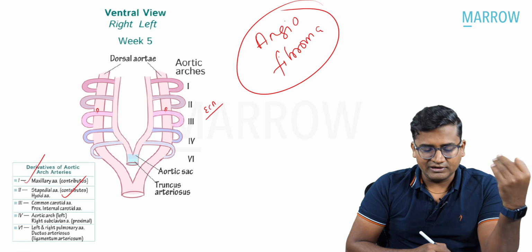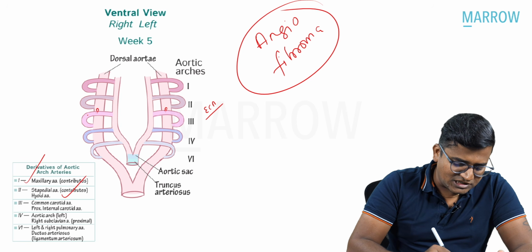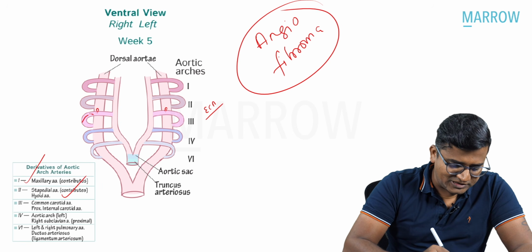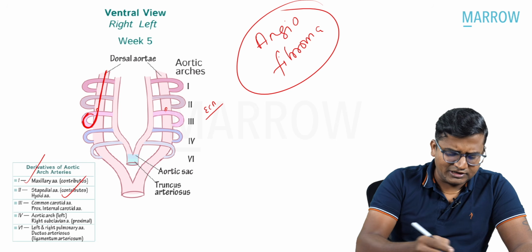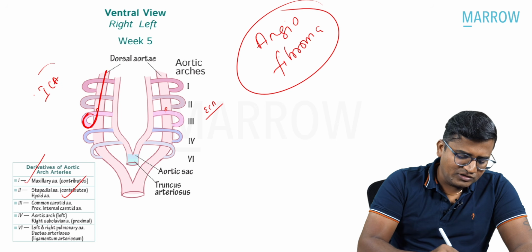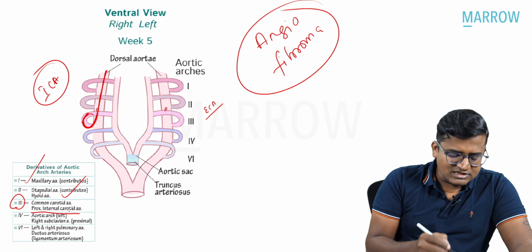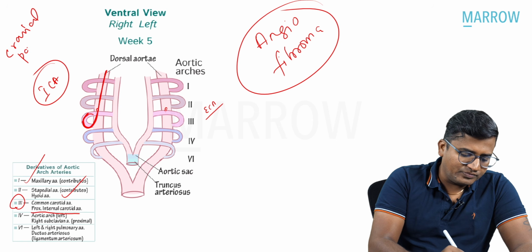So, the third arch artery, on both the right side and left side, forms the common carotid, external carotid and the internal carotid. See, the internal carotid is derived from 2 sources: the distal part of the third arch artery and the cranial part of the dorsal aorta. So the third arch artery forms only the proximal part of the internal carotid. The distal part of the internal carotid comes from the cranial part of the dorsal aorta.